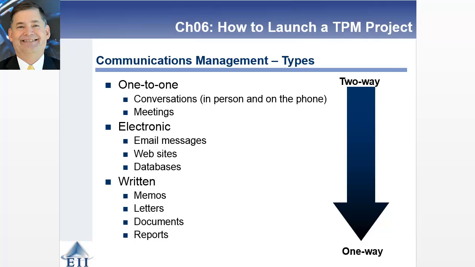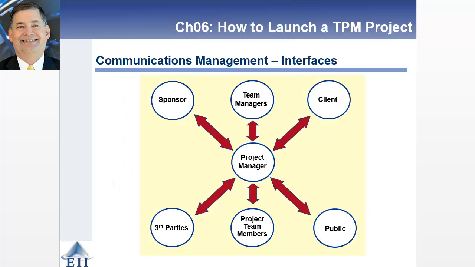When you look at this communications and what's taking place during a project, the project manager is going to have a central role. The sponsor and team managers, the client, the public, project team members, third parties, all are going to be reaching out to the project manager to understand what's going on. And you've got to have a mechanism to make sure that people understand where the project is, what's going well, what's not going well, so that there are common expectations associated with a particular project.